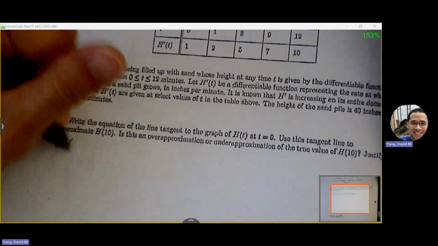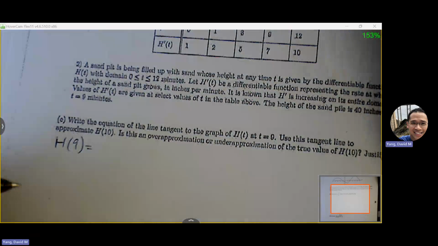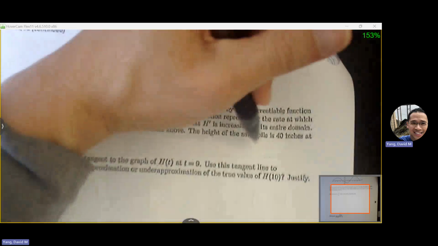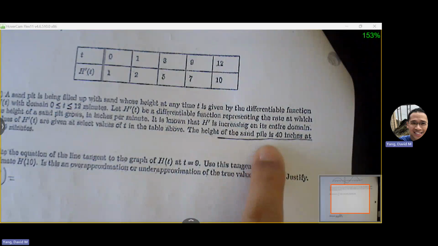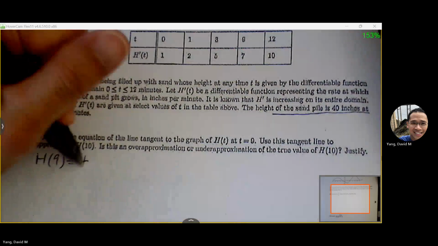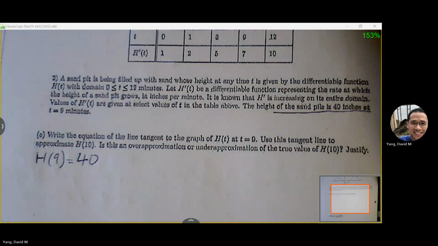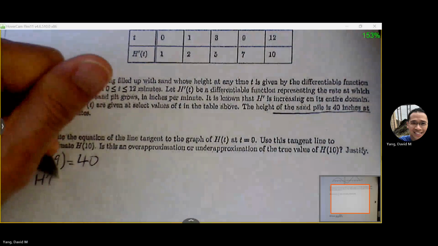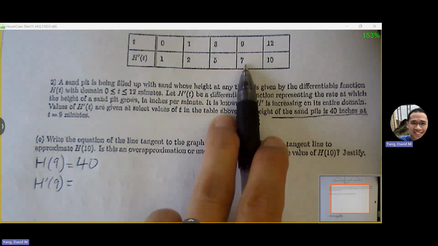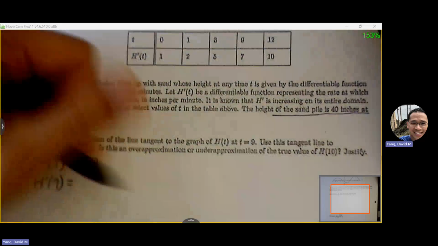H of 9 is equal to... we can't pull this from the table, right? Because this is all H prime, but they do give us something that we can use. They say that the height of the sand pile is 40 inches at 9 minutes. So there's our ordered pair. H prime of 9, we have that from the table, right? H prime of 9 is just going to be 7.